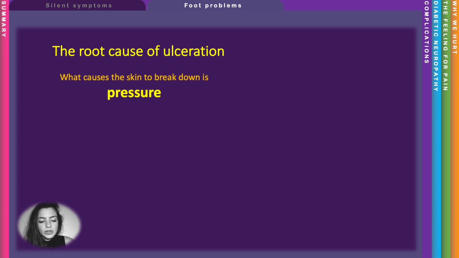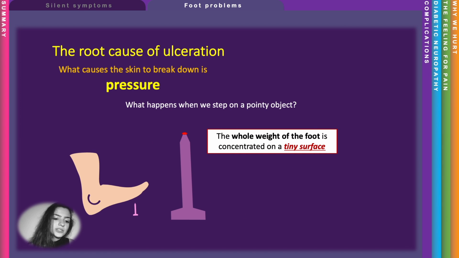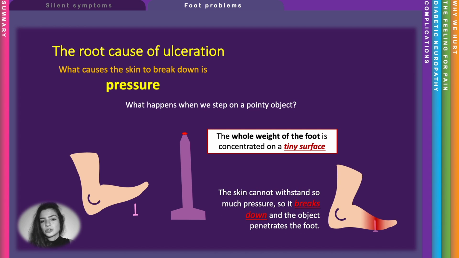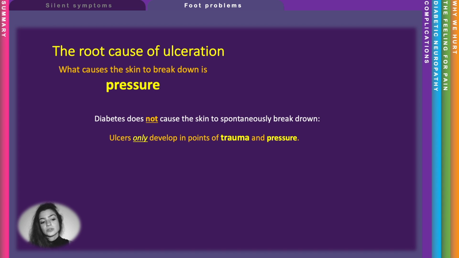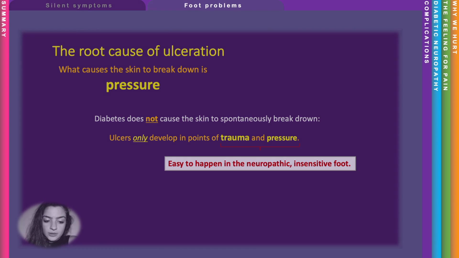For example, as we were talking about stepping onto a nail, what happens when you step on a pointy object is that the whole weight of the foot is concentrated on a tiny surface. This imposes a lot of pressure on the skin, because the weight is the same but the area over which it is supported is reduced to a tiny surface. So the pressure in this area is increased enormously, and the skin cannot cope with so much pressure, so it breaks down and the object penetrates the foot. Similarly, ulcers only develop in points of trauma and pressure, which is sadly easy to happen in the neuropathic insensitive foot, as we will see next.